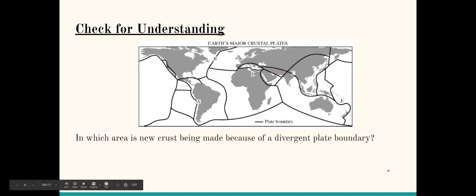And finally, in which area is new crust being made because of a divergent plate boundary? And now for this one, hopefully you remember the mid-Atlantic ridge. So in the middle of the ocean, the seafloor is going to be opening up, creating new crust. And so that would be answer B.